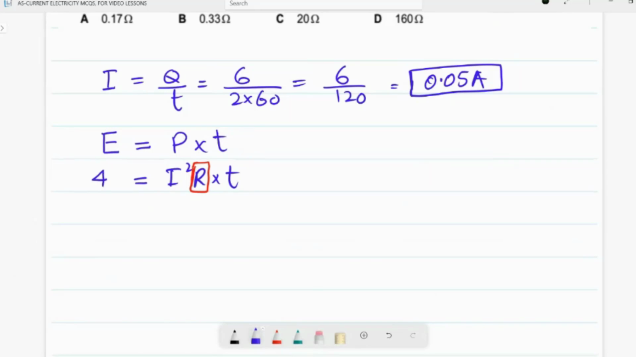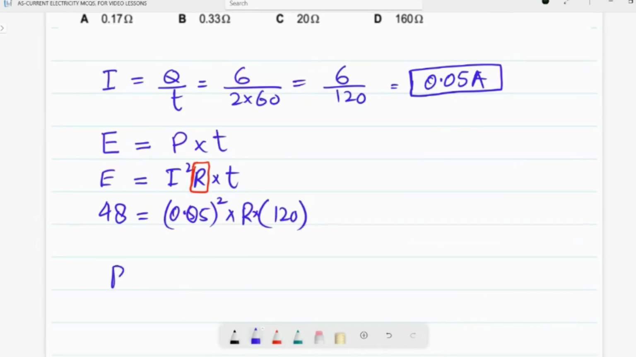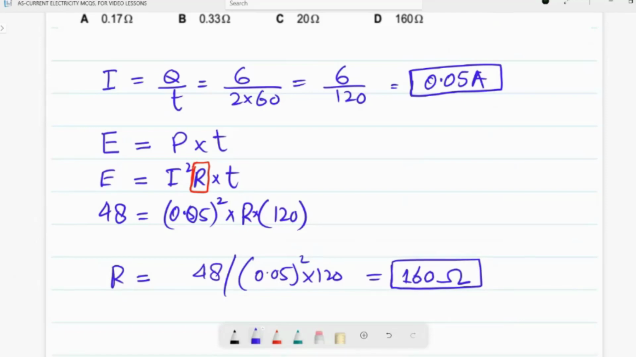So the value of energy is 48. Here I am going to replace it. This is 48 joule, so current is 0.05 square into R, and time is 120 seconds. So from here, when I calculate for the resistance, I will make this resistance the subject, and I will get that this resistance is 48 divided by 0.05 square times 120, and I will get 160 ohm. Okay, this resistance is 160 ohm.